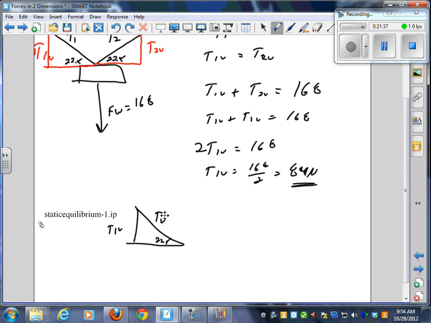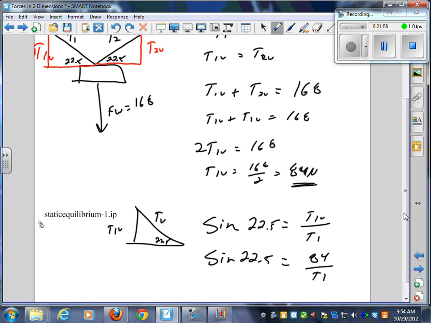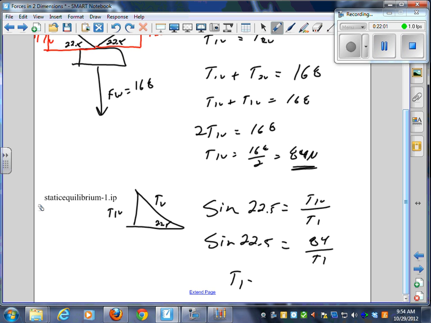Opposite over hypotenuse. Sine of 22.5 is my opposite, T1V, over my hypotenuse, T1. So sine of 22.5 is equal to 84 over T1. So of course, T1 is going to be 84 divided by the sine of 22.5. And before I go on with that, is that number going to be more than or less than 84? More than? How do you know? It's got to be longer, right?